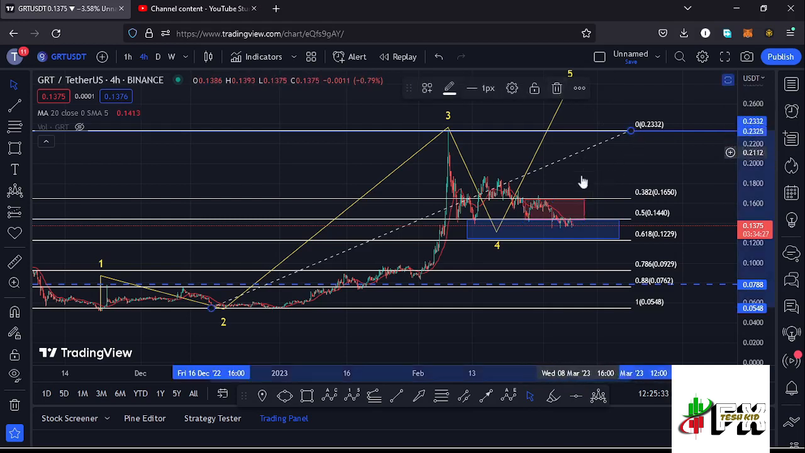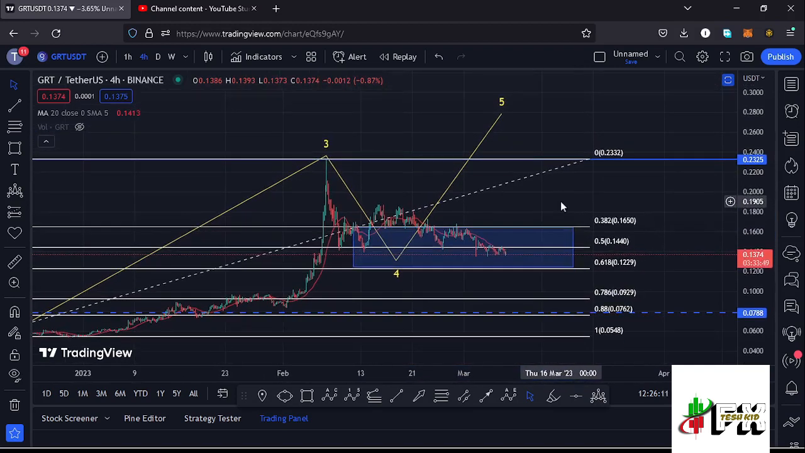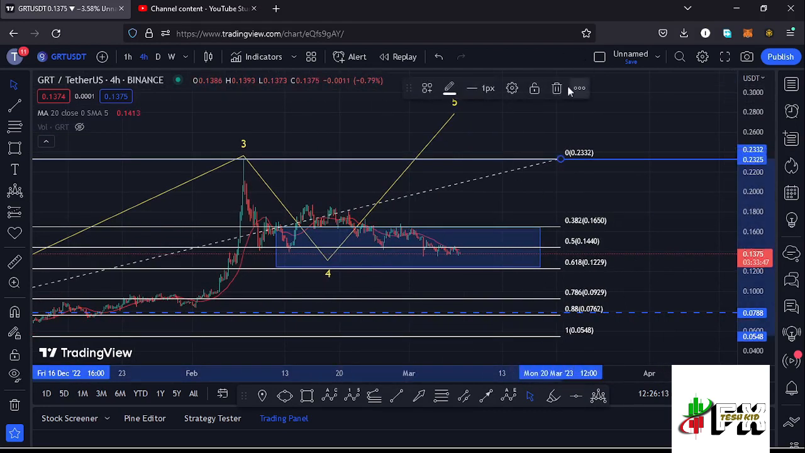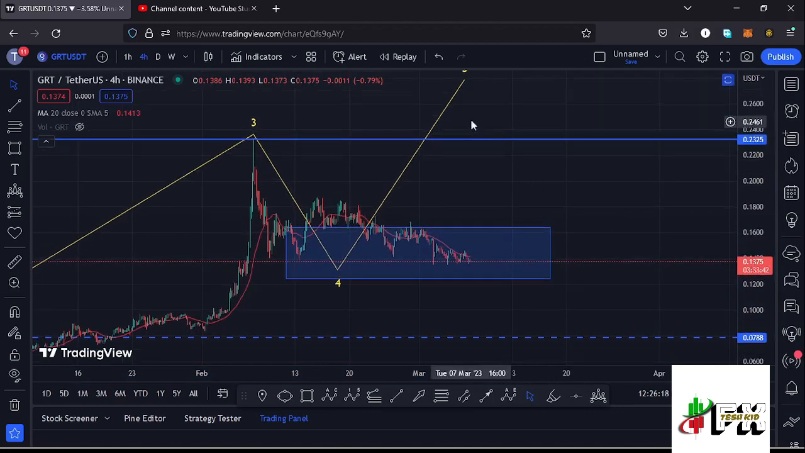And after fully maximizing that target area, you can see that we lost the fib level 0.5, and that made me extend my target area to the lower side back to the fib level 0.618, so that the target area to the lower side in the formation of this wave 4 now lies between the fib level 0.382 and the fib level 0.618, which is between the $0.165 mark and the $0.1229 mark, and it is within this blue target area that I'm expecting to see the low for this wave 4. And once we fully maximize our target area in the formation of this wave 4, then we can expect an explosive move to the upper side in the formation of this wave 5.